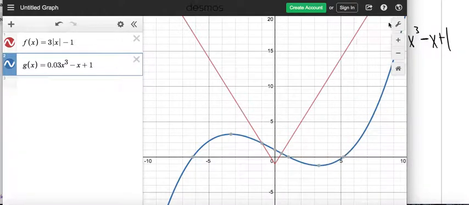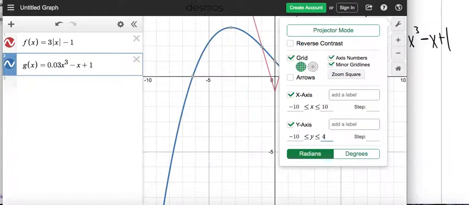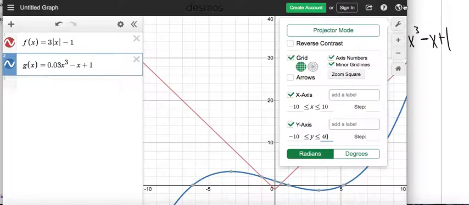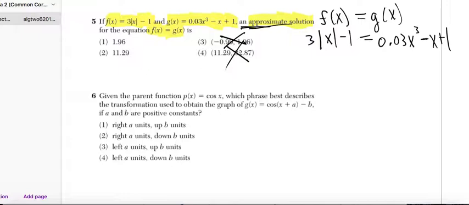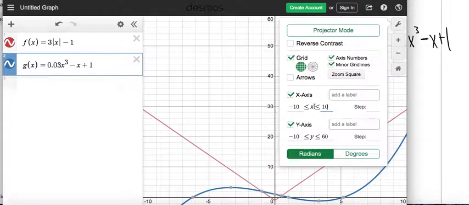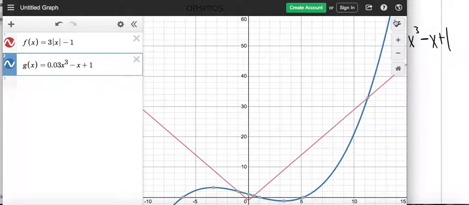I still don't see if the red and blue graph intersect, because I want to know if they intersect again. So I'm going to go even higher, to 40. And you see how they're getting closer? So I'm going to continue. I don't know how high this goes. Maybe I need to increase the scale on the x-axis as well. Let's look at the choices. One of the choices is 1.96, the other one 11.29. I should have looked at that first. So I'm going to use a scale from -10 to 15 on the x-axis. Now that's what I needed to do to see the intersection point.